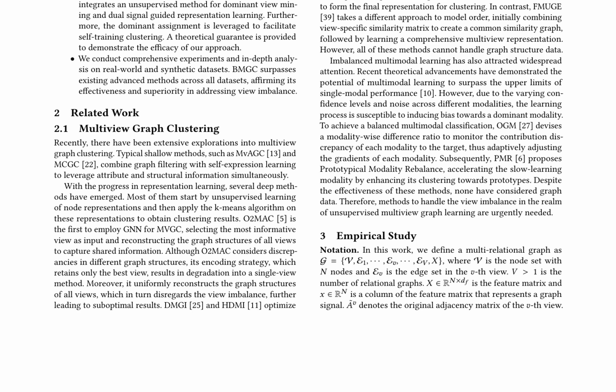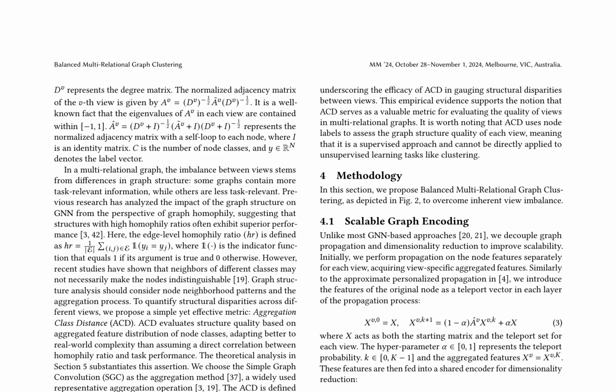The authors underscore the primary contributions of this study, including exploring view imbalance in multi-relational graphs and designing a metric for evaluating view quality, tackling view imbalance without supervision, and conducting comprehensive experiments and in-depth analysis on real-world and synthetic datasets. The research proposes balanced multi-relational graph clustering, BMGC, to overcome view imbalance in multi-relational graphs.